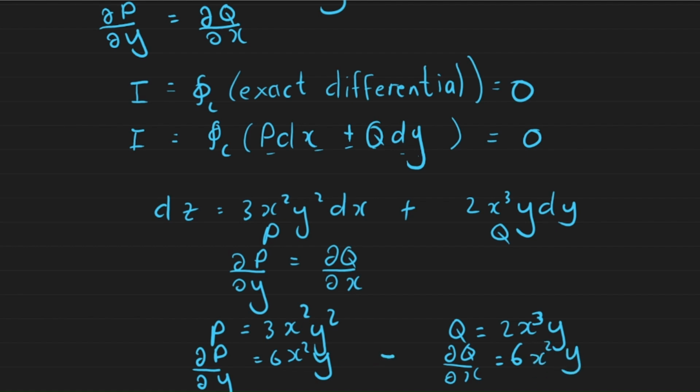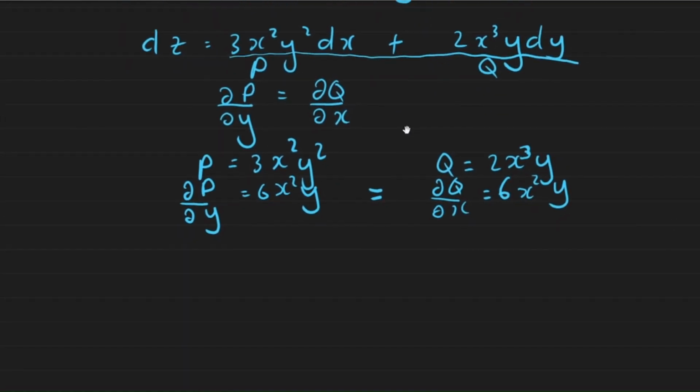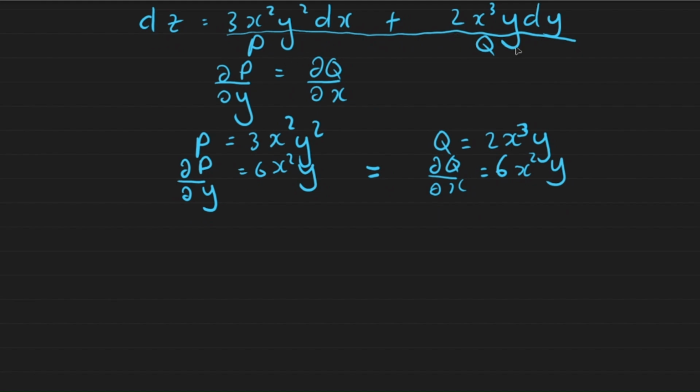So what do we see? We see that indeed the derivative of P with respect to y is equal to the derivative of Q with respect to x. So this means that it is an exact differential. So if we were to integrate this around any closed curve, we should get 0. This is what our assertion is. So that's what we're going to do. We're going to integrate this function, 3x squared y squared, 2x cubed y, and let's see if it does in fact give us 0.